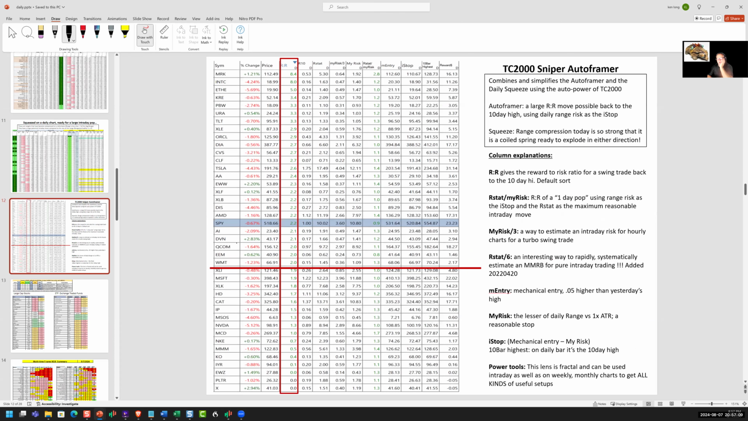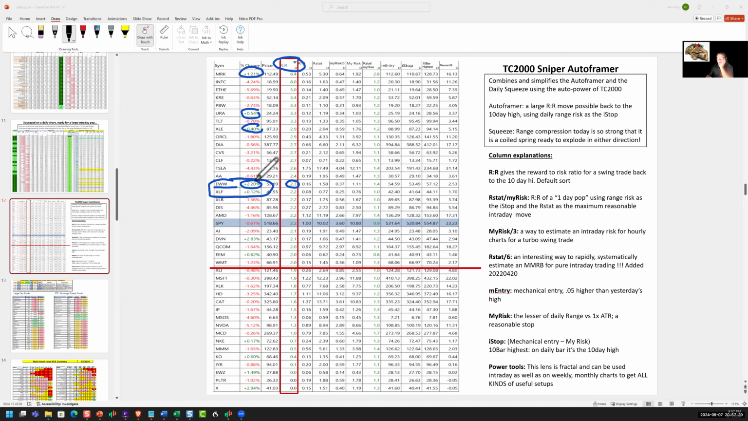Auto framer, you see just how many choices there are at better than 2-to-1 on the reward to risk. I would favor the ones that were already positive today, so you could get second-day momentum. So the EWW traders out there tomorrow, be ready for that. It's at 2.3-to-1, but had a nice recovery day, and there's still more room to go to the upside. So that's why I like that.